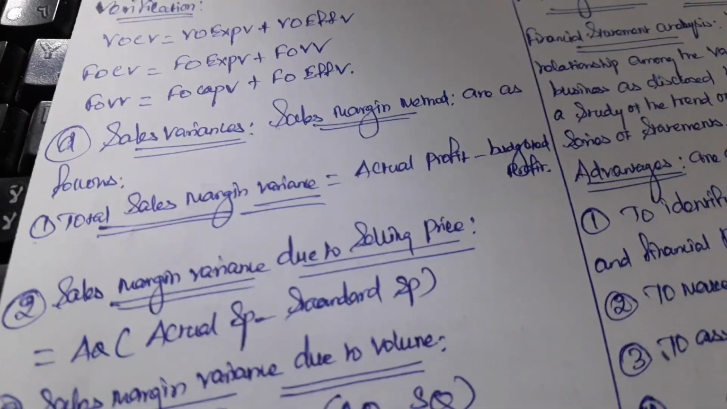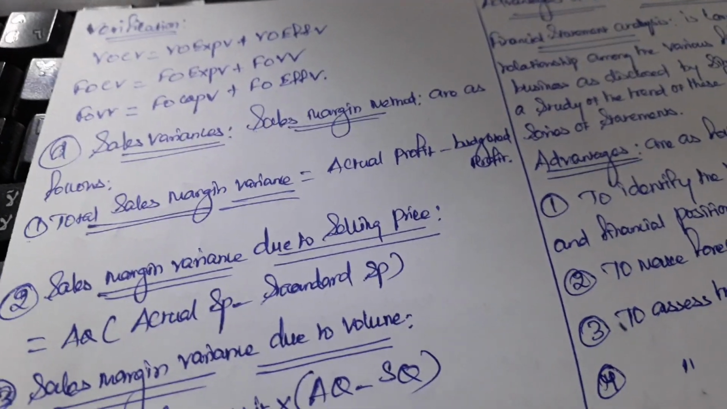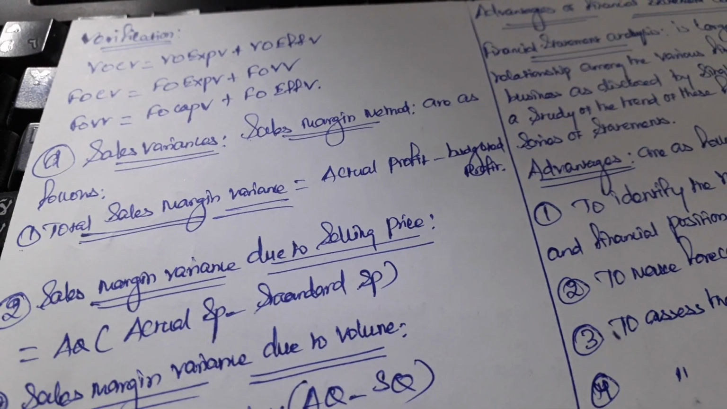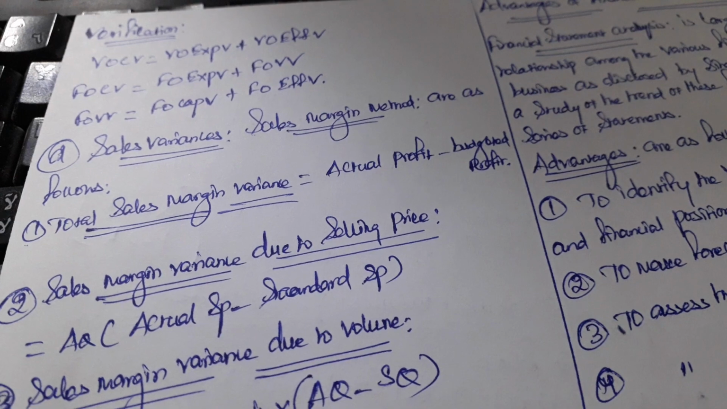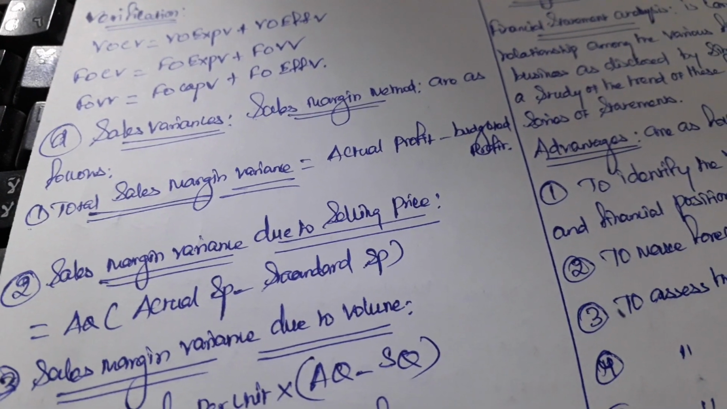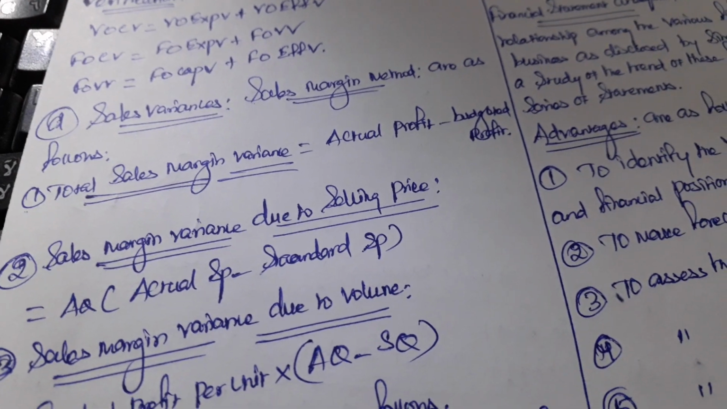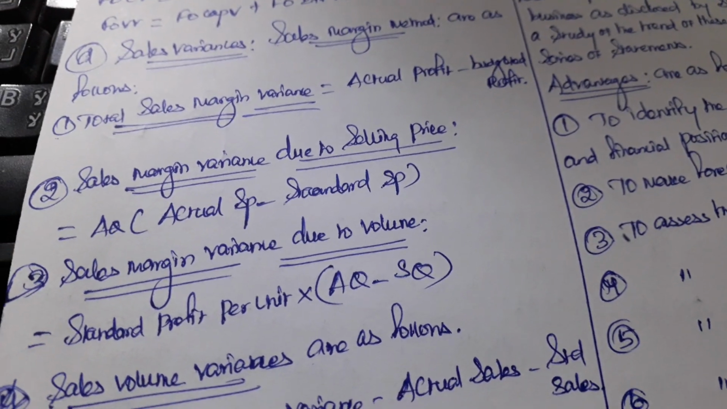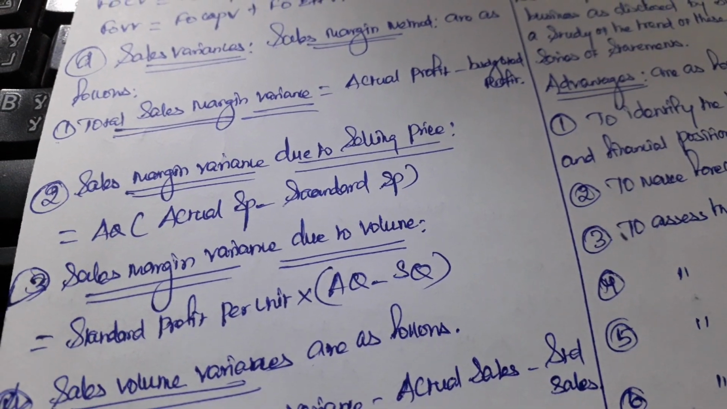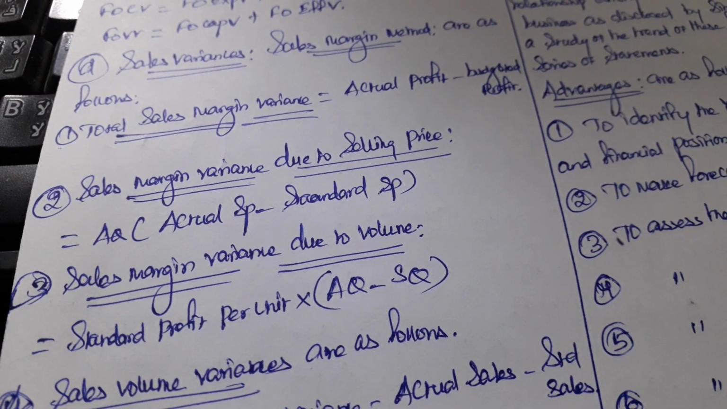Next, moving forward to sales variances. It has two types. The first one is sales margin method. Under this head we can get three variances. The first one is the total sales margin variance, equal to the actual profit minus budgeted profit. The next type is the sales margin variance due to selling price.